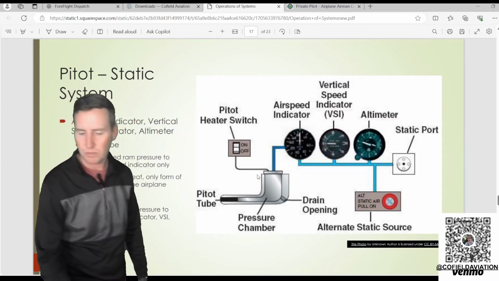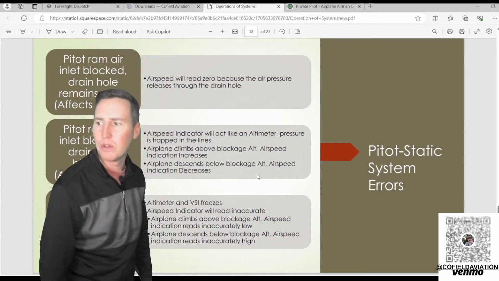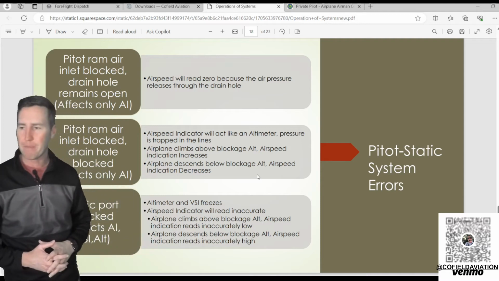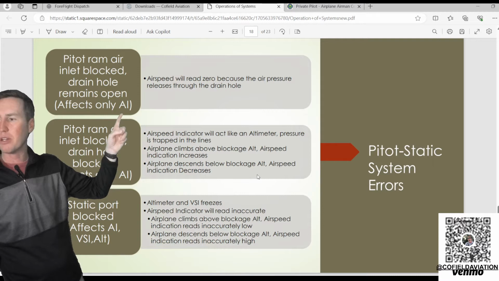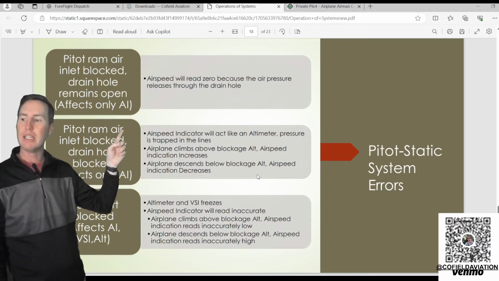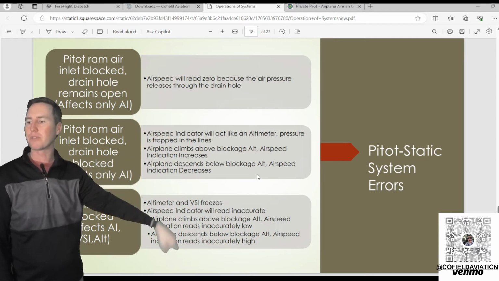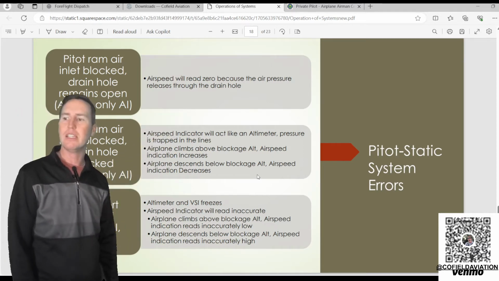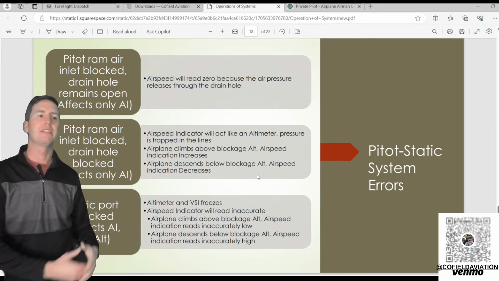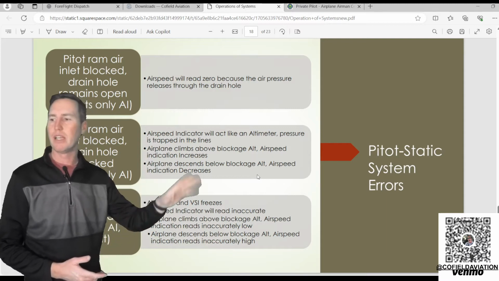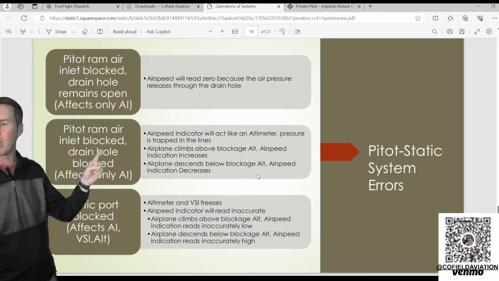Okay, so let's just read. Now that I've explained that to you, let's go here. We're just going to read it out, all right? So if the Pitot ram air inlet is blocked and the drain hole remains open, the only thing affected is the airspeed indicator. The airspeed will read 0 because the air pressure releases through the drain hole. It's going to be super easy to find out, right? And then turn your Pitot heat on, and if it's ice, then it'll melt, and then you'll get airspeed indications back.